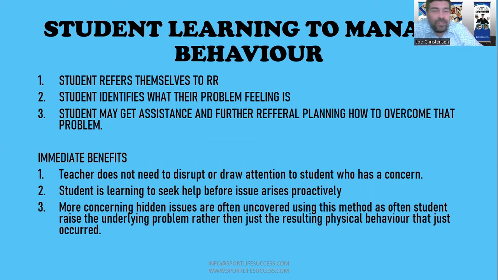So yeah, the student will self-refer to the reflection room. The student identifies what their problem feeling is, so why they're feeling like this. Are they tired? Is that because they're up too late? Is it because of whatever that might be? Are they stressed about something? What is that issue? What can we do about that issue? So we're really going to work on stopping any major concerns or worries, hopefully, before they engage, before that becomes a negative behaviour or causes more issues for that student and causes more disengagement. And obviously, we're going to work out how to get further assistance, further referral planning, how to overcome that problem.